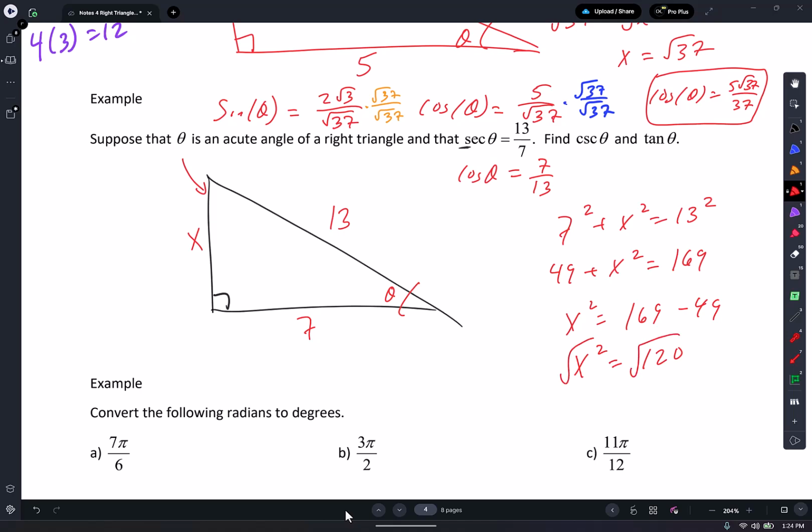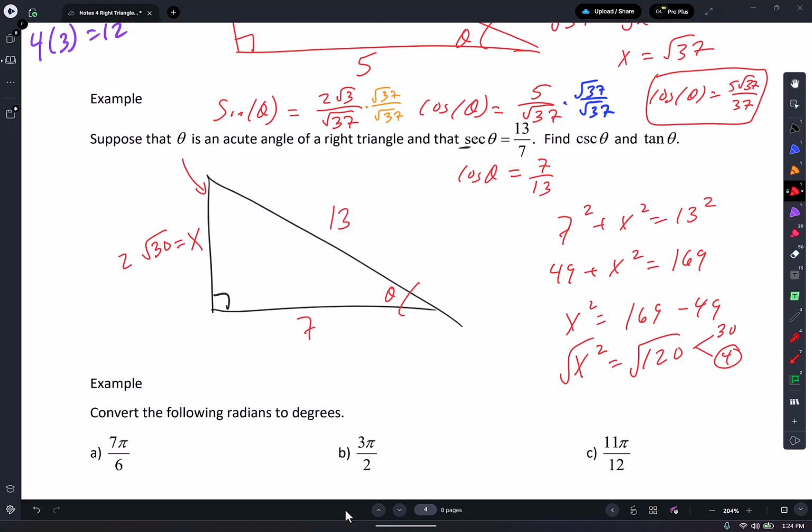I don't know how to do that one. Well, 3 times 4 is 12. So let's see, 30 times 4. And then 30 doesn't break down. 6 times 5. What's the square root of 4? So this one is 2 square root of 30.